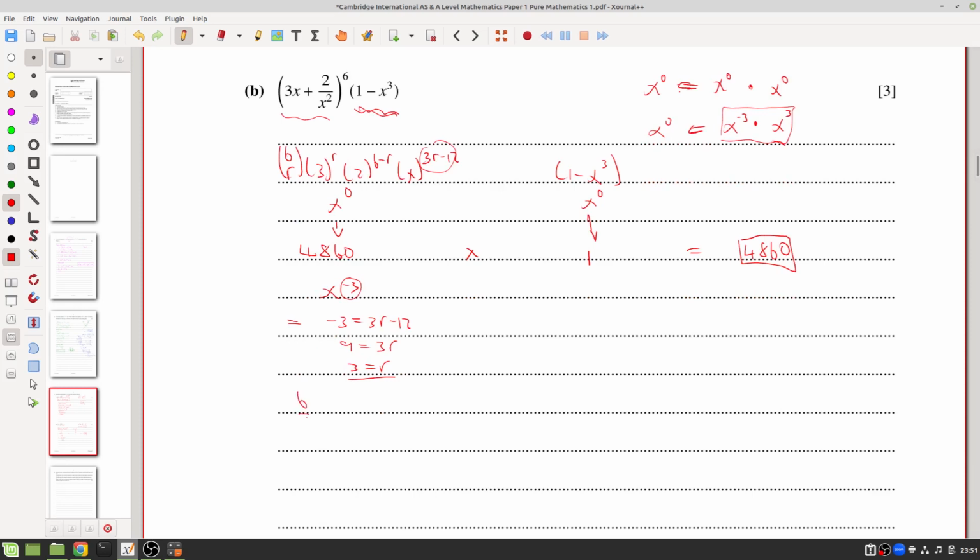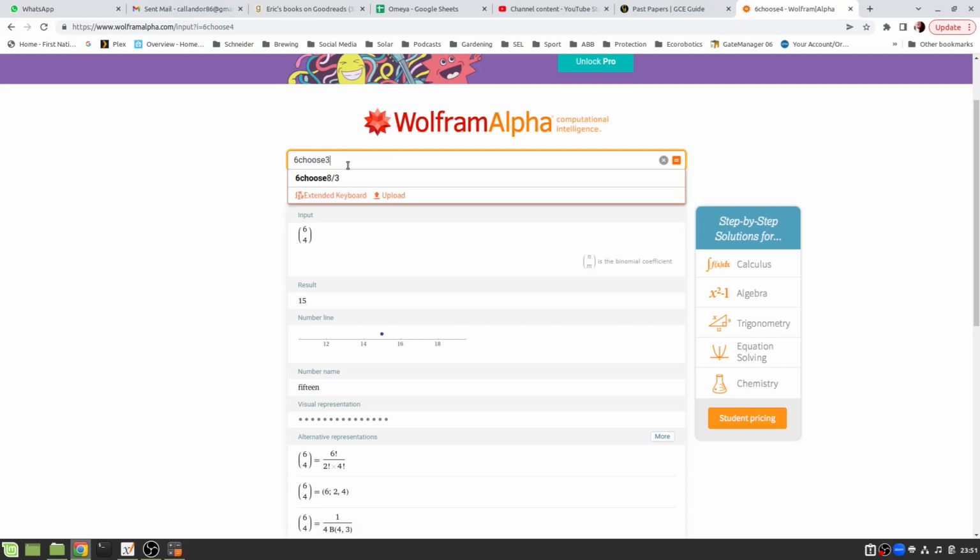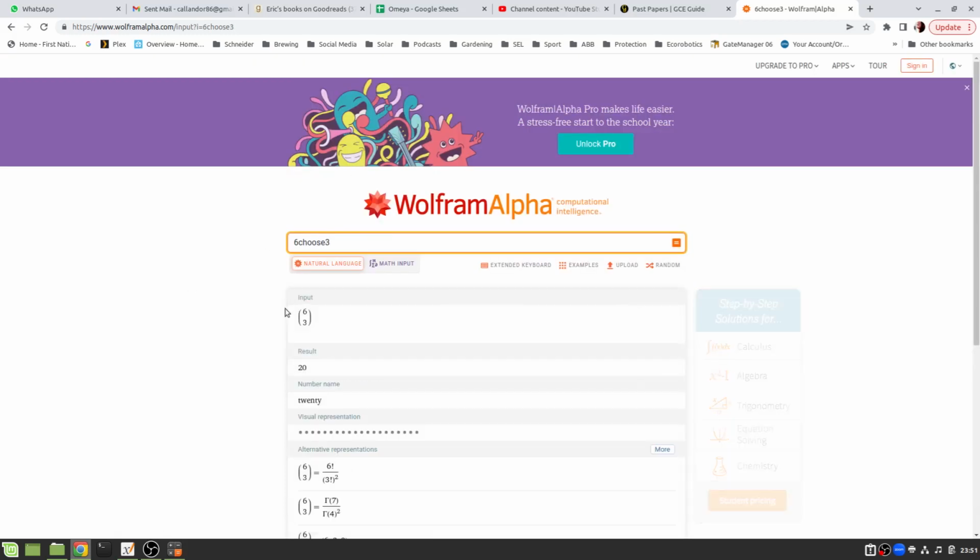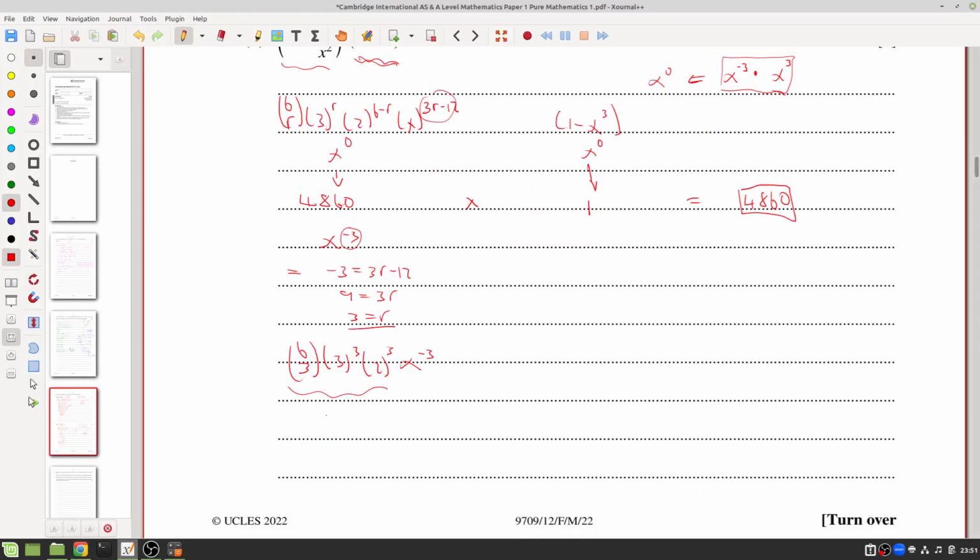So that's going to give us 6 choose 3. And then 3 to the power r is 3 to the power 3. 2 to the power 6 minus r, so 6 minus 3 is 3. And then x to the power negative 3, right? 3 times 3 is 9, minus 12 is negative 3. So our coefficient here is going to be this. So if we work that out, what is 6 choose 3? Is that like 21? Let's check. 6 choose 3, 20. Okay, so then we've got 20 times 3 to the power 3 is 27, and 2 to the power 3 is 8. So that's our coefficient there.